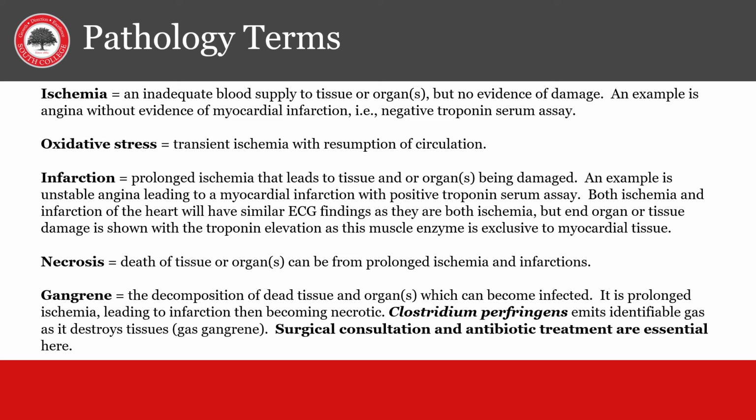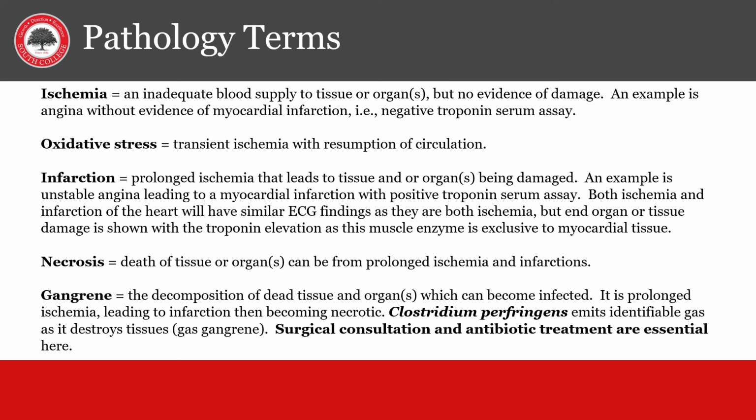Infarction is prolonged ischemia that results in cellular injury and tissue damage, and this is supported with evidence of tissue destruction. For example, when dealing with an MI, or myocardial infarction, the ECG can look the same as in ischemia or angina, because they're the same electrically. The difference is the positive troponin, which is a muscle enzyme seen in cardiac muscle exclusively and shows evidence of organ and tissue damage from the prolonged ischemia.